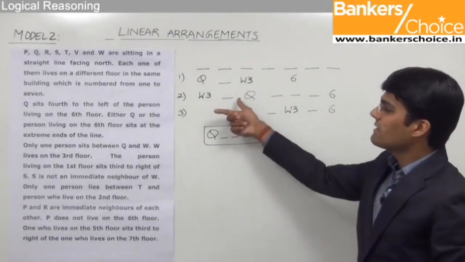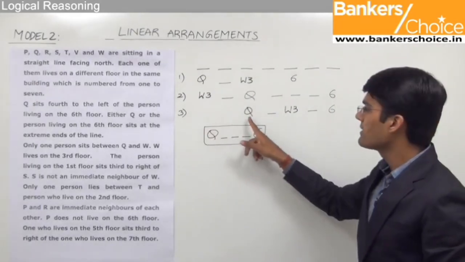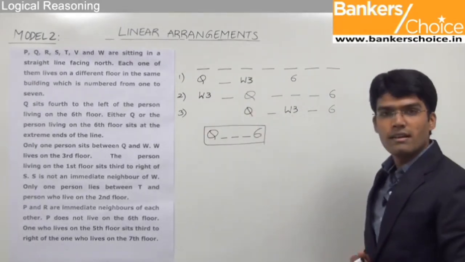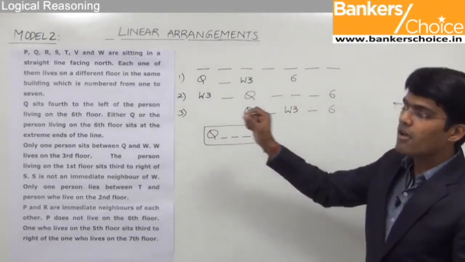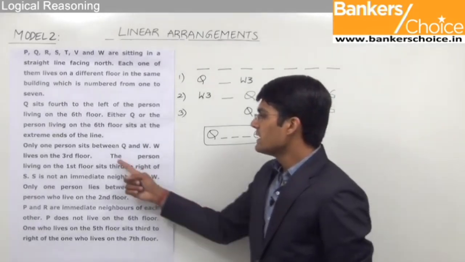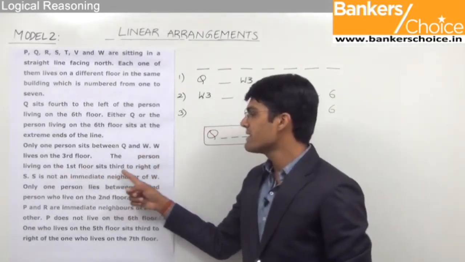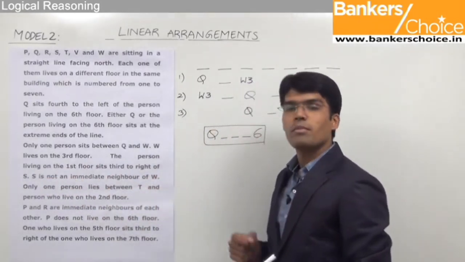So from the second case, now we have got one more case, that is one is W on the left of Q and the second one is W on the right of Q. So far we have got three possible cases which satisfy all the given statements that we have read so far. The next point is the person living on 1st floor sits 3rd to the right of S, and S is not an immediate neighbor of W.